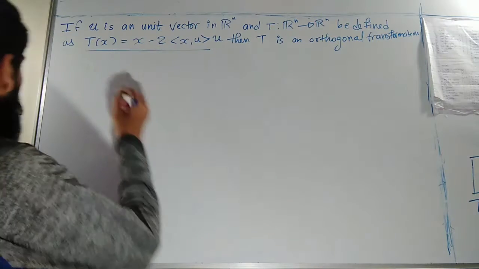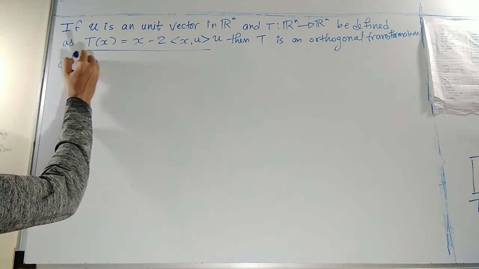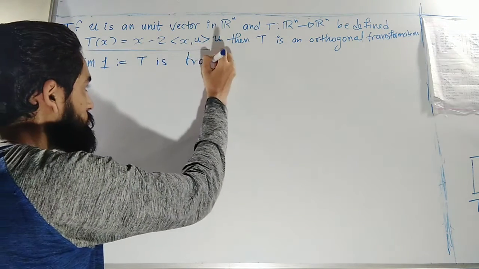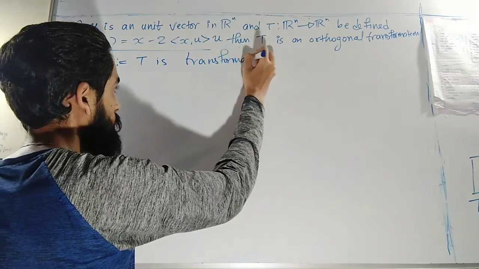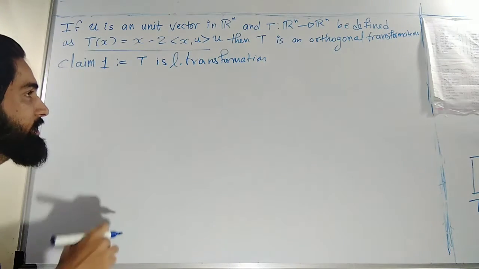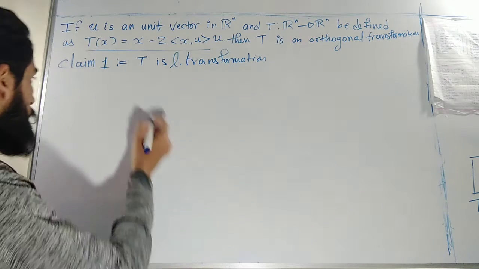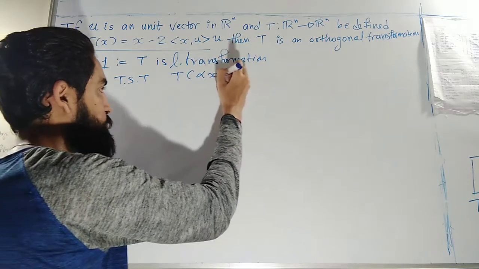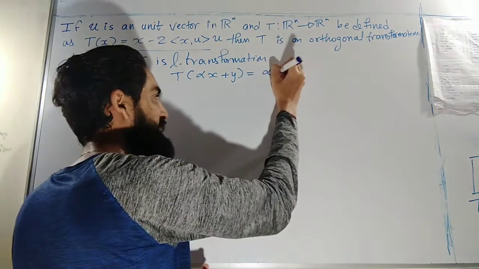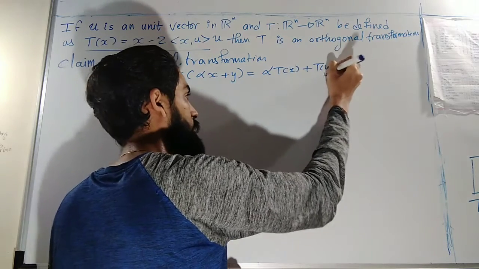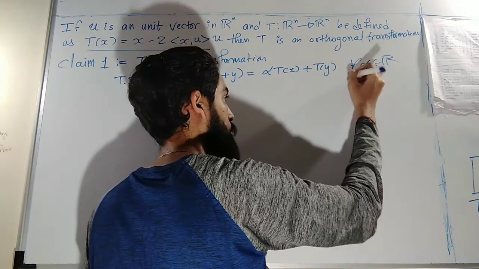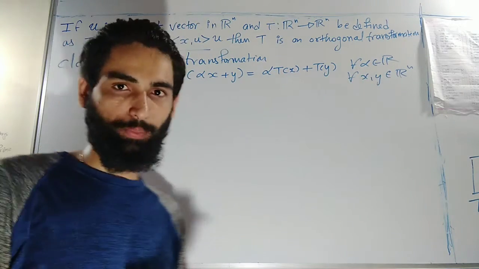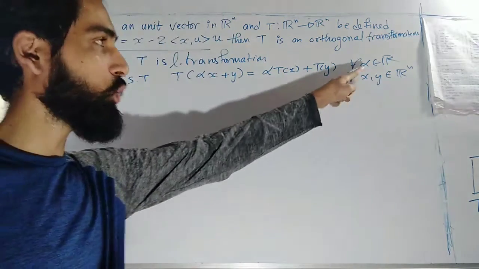So my claim 1: T is a linear transformation. So I'll write LT, a linear transformation. What we need to prove is that T of alpha x plus y is equal to alpha times T of x plus T of y, for all alpha in R and for all x, y in Rn. We will be considering inner product space over R only, hence I am considering the coefficients from R.